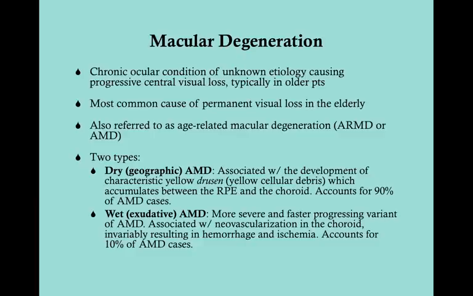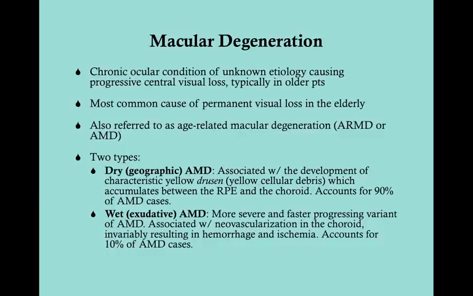In contrast, wet or exudative AMD is more severe. This is faster progressing, and it's associated not so much with drusen as with neovascularization in the choroid, and this invariably results in hemorrhage, which is going to cause scarring and ischemia. This accounts for 10% of AMD cases.